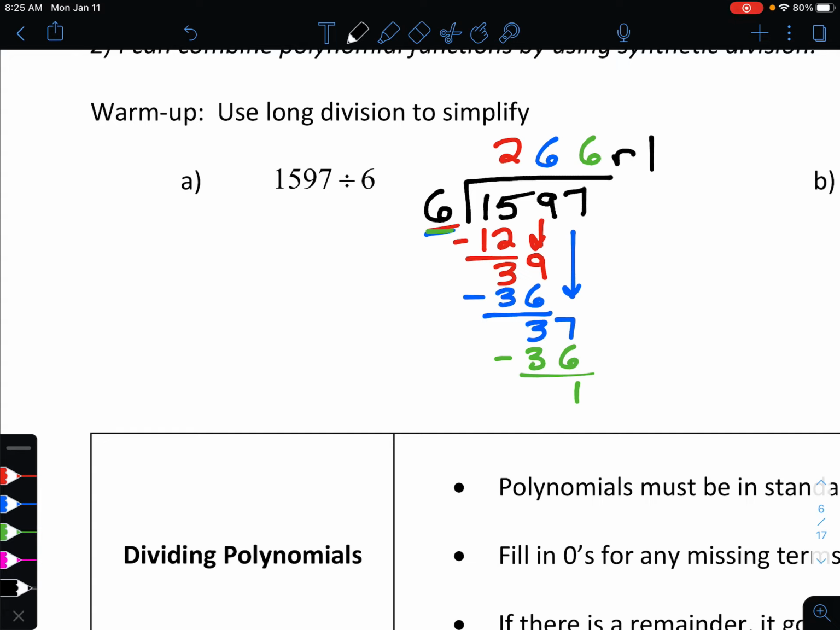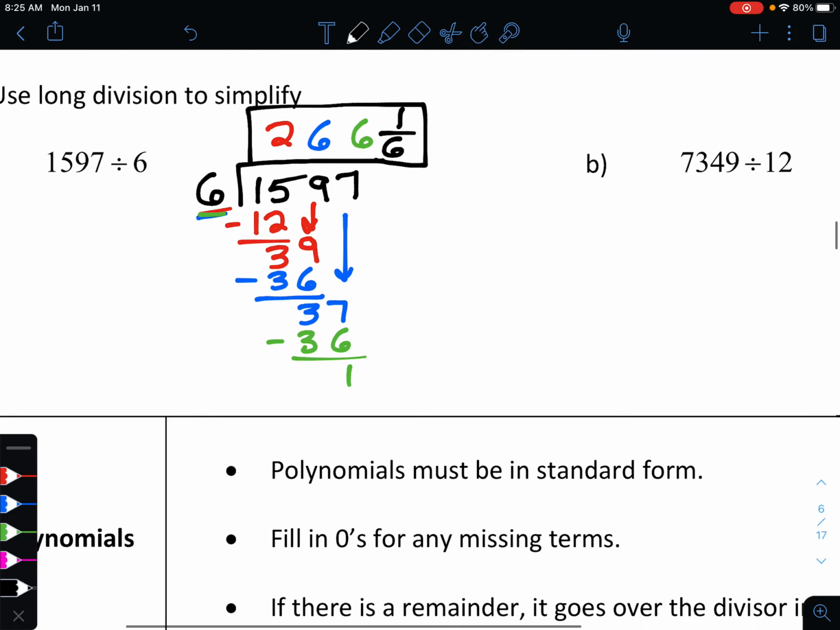In fact, we're going to go one step further. In our remainder, we're just going to place over what we were dividing by. In other words, we're going to put our remainder of 1 as being over 6. So we're going to end up with a mixed number. That's okay. In fact, with polynomials, we're going to end up with some mixed answers, but we're going to do that because we're going to keep the process the same. In other words, if you take 1,597 divided by 6, you get 266 and 1/6.